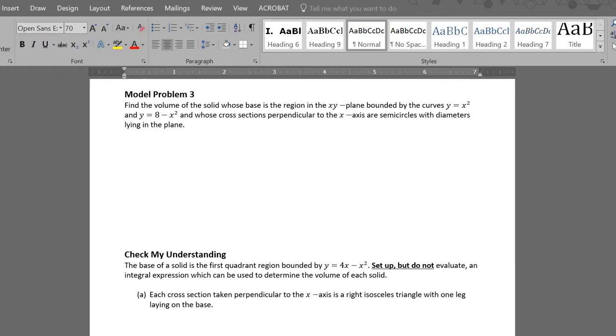It says, find the volume of the solid whose base is the region in the xy plane bound by the curves y equals x squared and y equals 8 minus x squared, and whose cross-sections are perpendicular to the x-axis. They're going to be semicircles, and the diameter is lying in the plane. So first thing, we always want to do our visual, so go ahead and get your notes out if you haven't already.